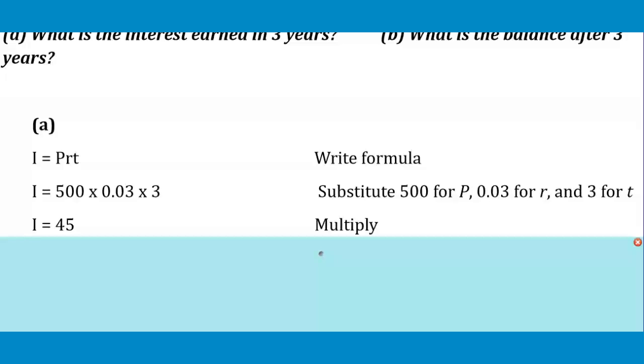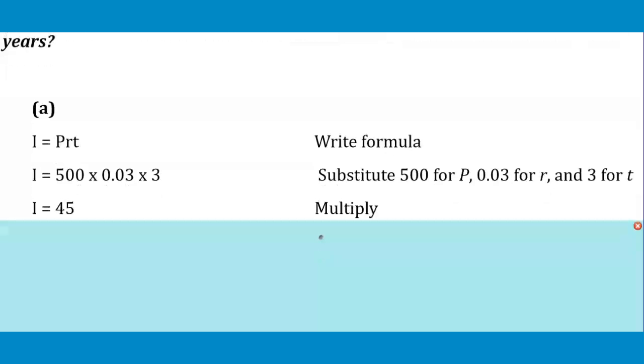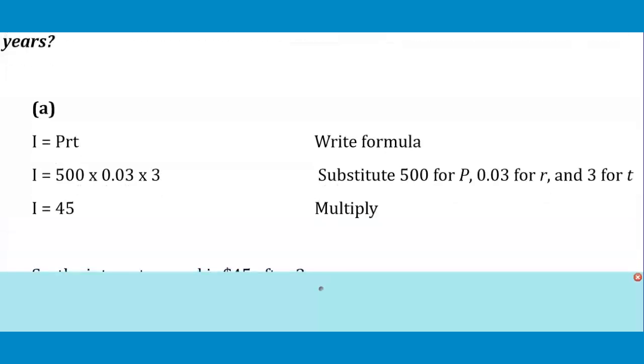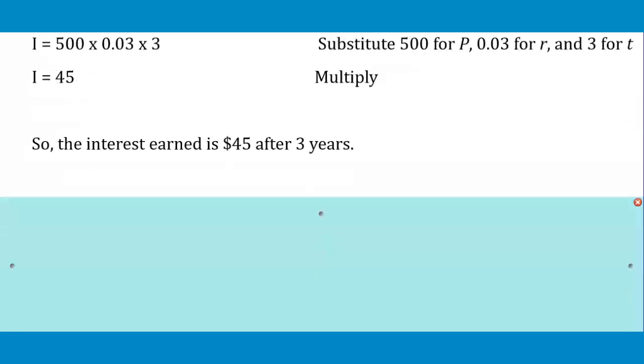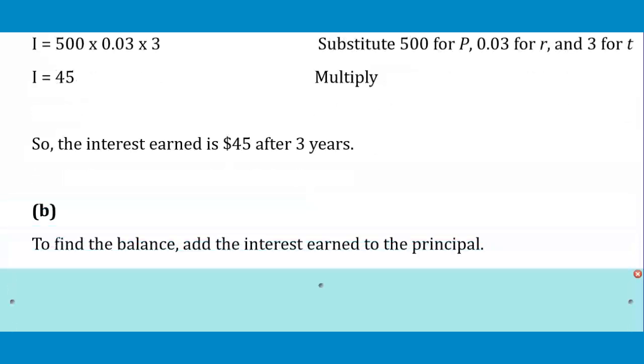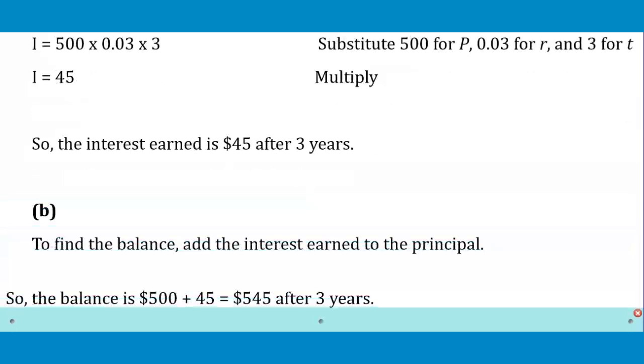So part B is, what is your balance? So how much money would you have in your bank account after 3 years? Well, it wouldn't just be that $45. Remember, we put in $500 to begin with. So to figure this out, all we have to do is take our principal, which was the $500 that we put in, and add on that extra $45. So here's B. Find the balance. We just add the interest to what we had put in the bank to begin with. So we're going to end up with $545 after 3 years. Again, we just follow that formula.